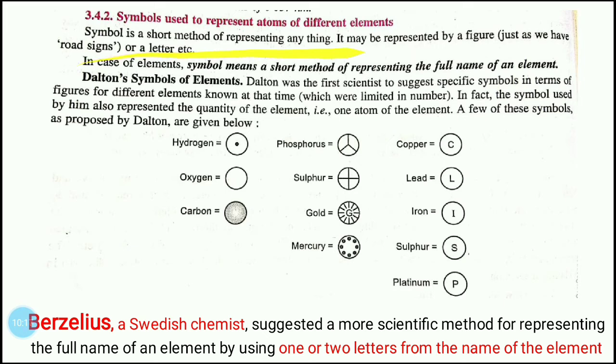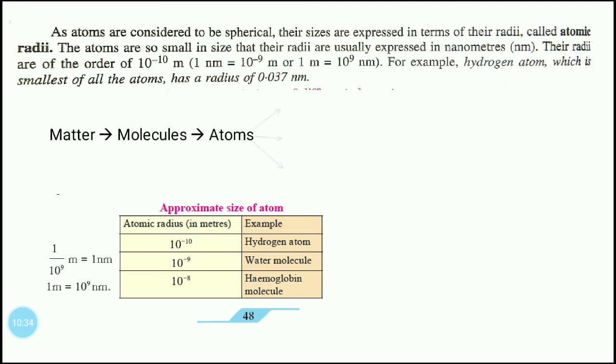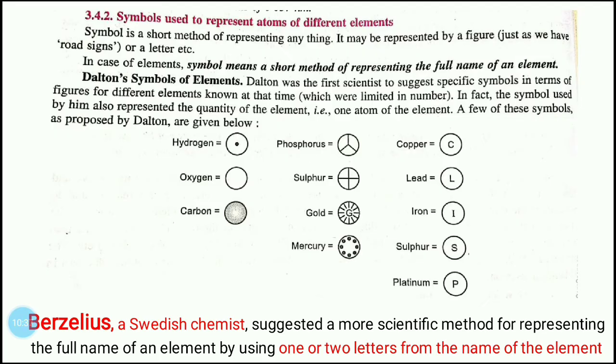Basically, a symbol is a short method of representing anything. It may be represented by a figure. You might have seen driving signs, a board showing a sharp U-turn, or that trespassing is not allowed. All these are telling us something through signs. They can be represented by light, or letter, or by figure. So in the case of elements, a symbol means a short method of representing the full name of an element.